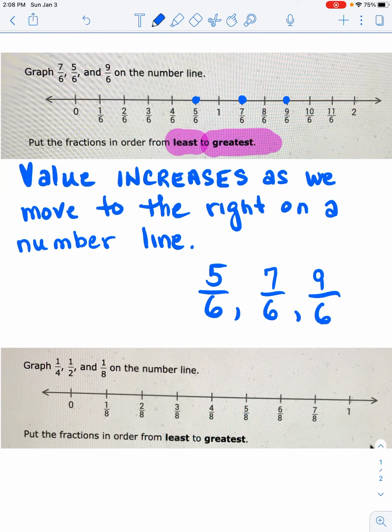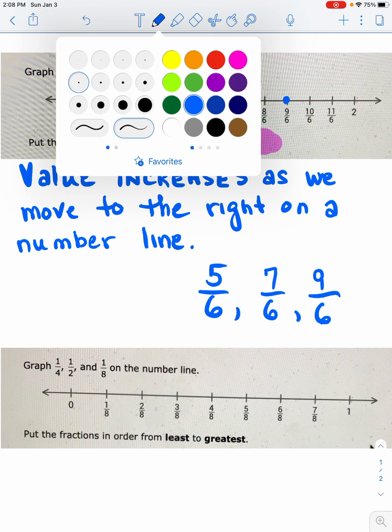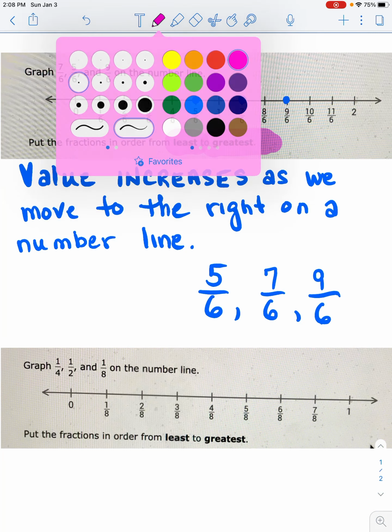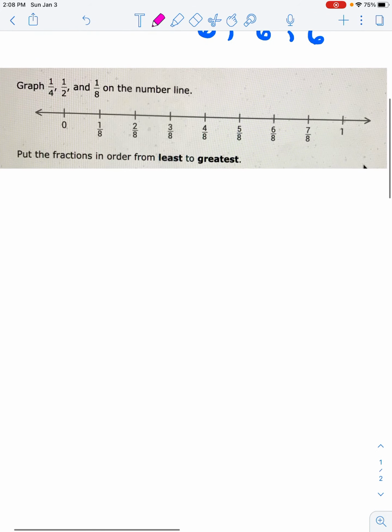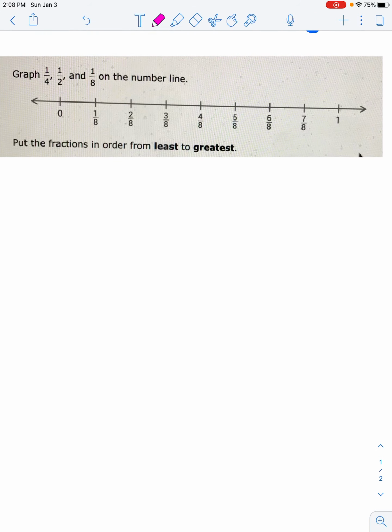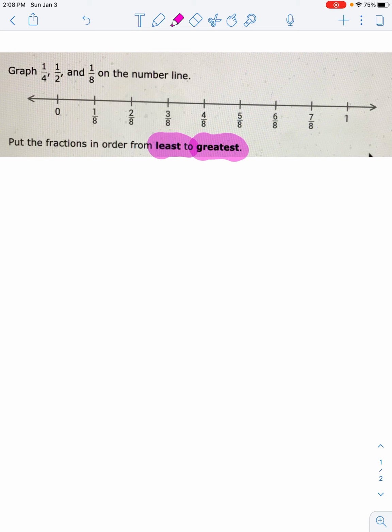Let's move to another case where now we're looking for fractions with different denominators. So that's a little bit more difficult. So again, we're going to graph, and then we're going to put them in order. And again, in this case, from least to greatest.